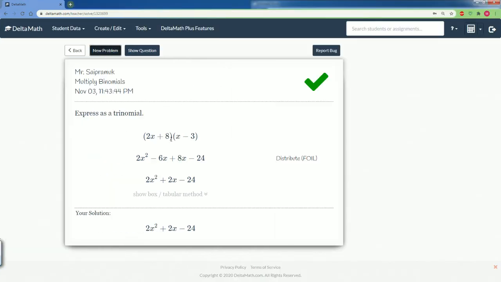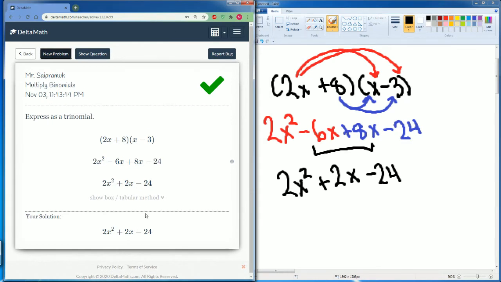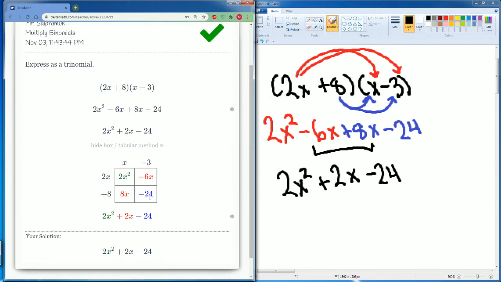Here are the steps. Here they call this foiling, but that is equivalent to our distributive property. Here, if you are shown in terms of a box, you can do it here as well.